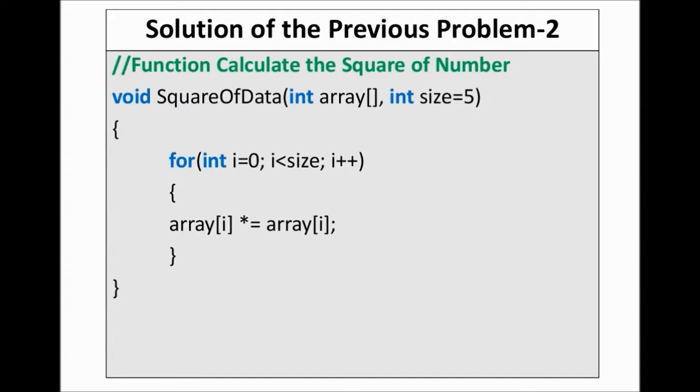To calculate the scale of every integer stored in the array, we use for loop, we write for (int i = 0; i < size; i++), and then we multiply array index with the same index to calculate the scale of the data.